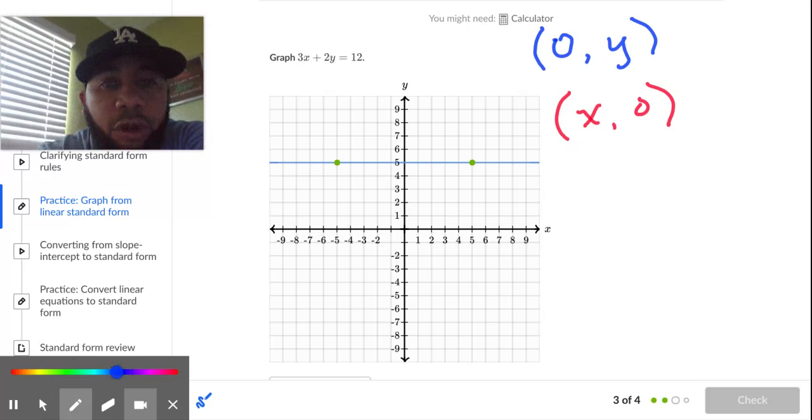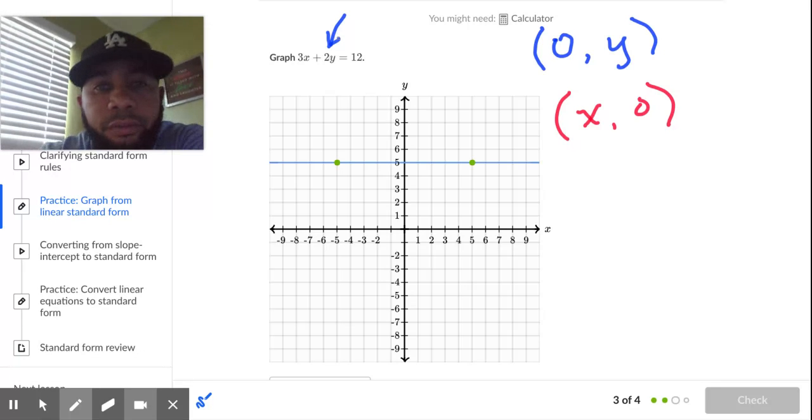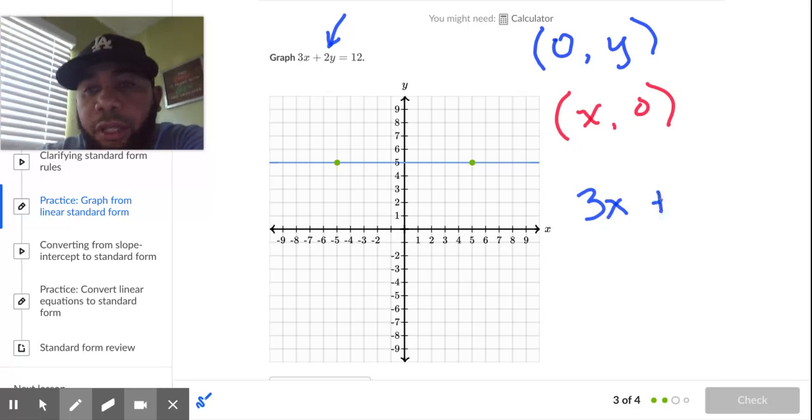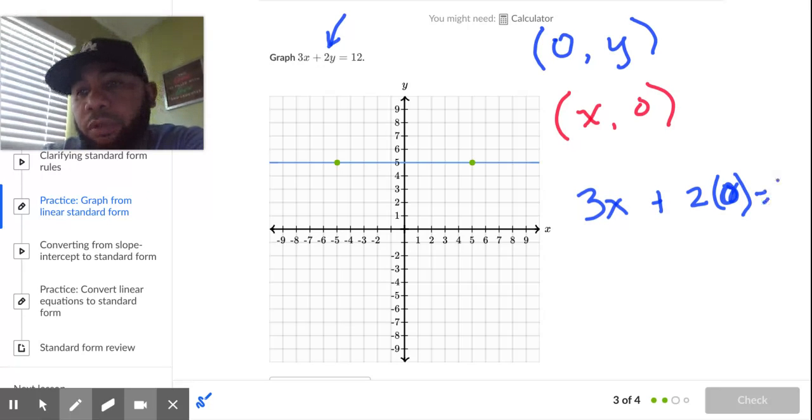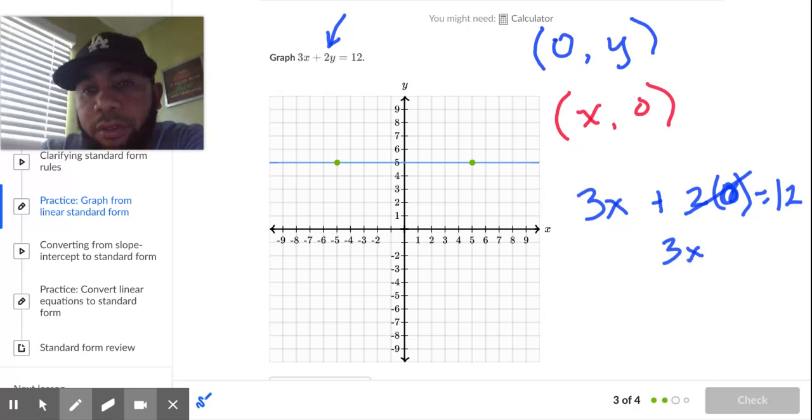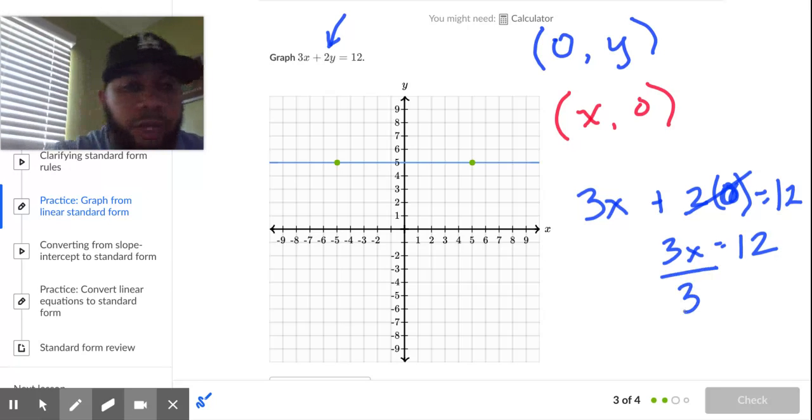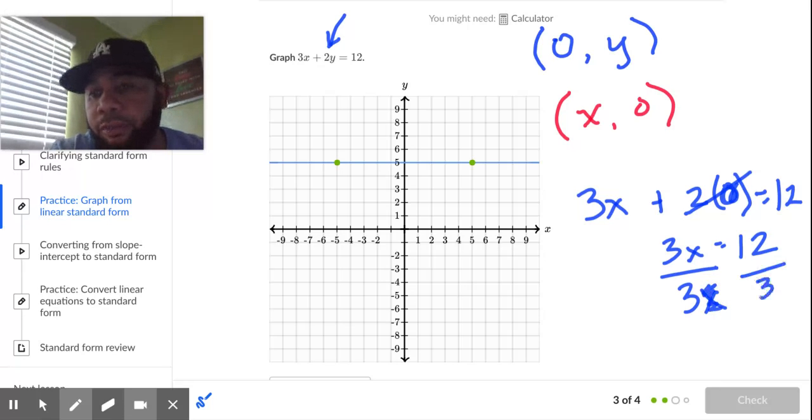If y was 0, if there was a 0 there, it would say 2 times 0. And so it would say 3x plus 2 times 0, that's a 0, equals 12. Well, 2 times 0 is just 0, so all you have is 3x. Oh, this is actually the wrong color. Sorry about that. Equals 12. And I should have done this in red. But you have, divide both sides by 3. You have x equals 4.